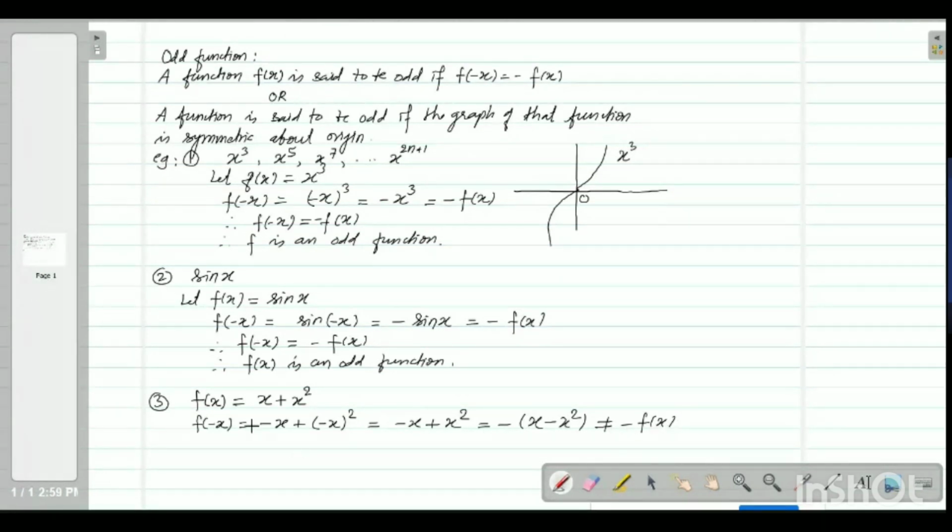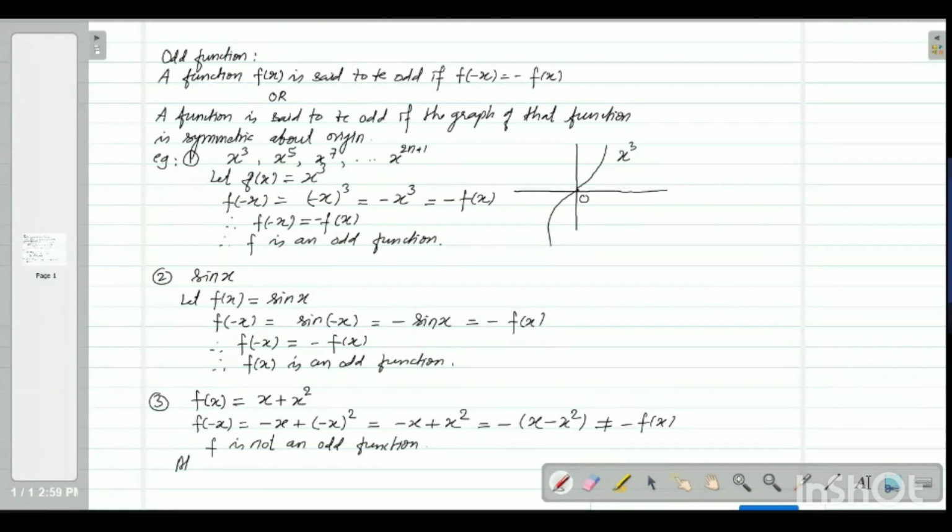So this function is what, even function or odd function? This is not an odd function. F is not an odd function. So if it is not an odd function, then is it even? Let us check whether it is even or not.